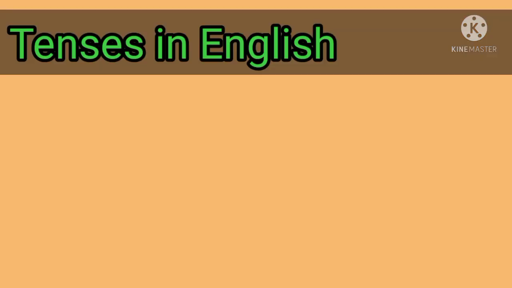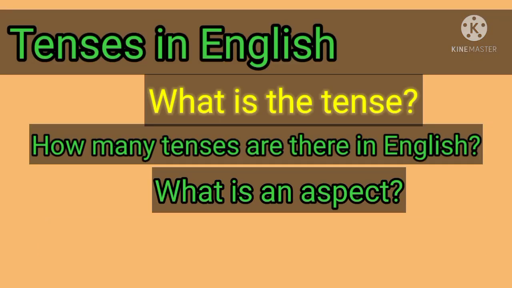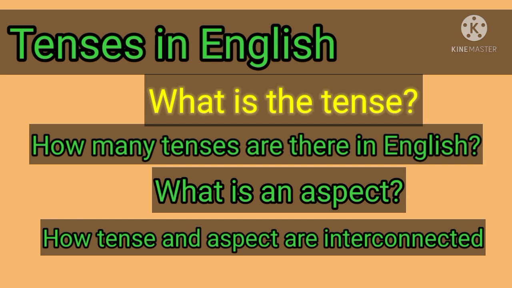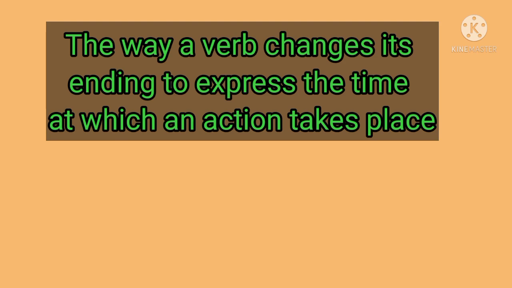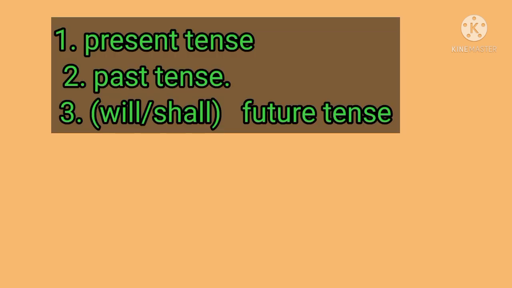Today we'll talk about tenses in English. Let us first of all try to understand what is the tense. The term tense traditionally refers to the way a verb changes its ending to express the time at which an action takes place. Based on this notion, English has only two tenses, namely present tense and past tense. Other temporal meanings are conveyed through auxiliary verbs like will and shall.